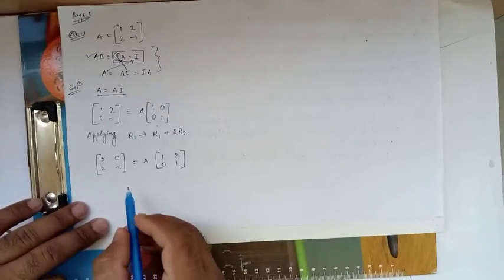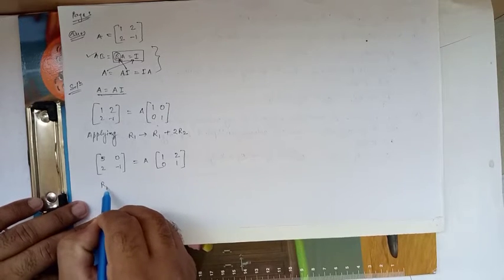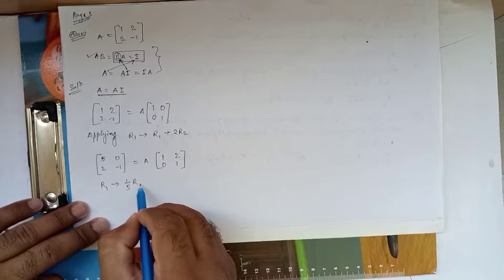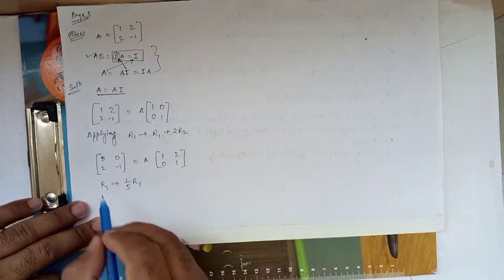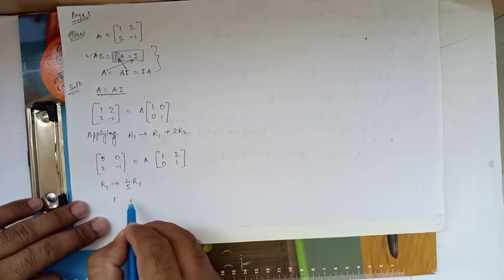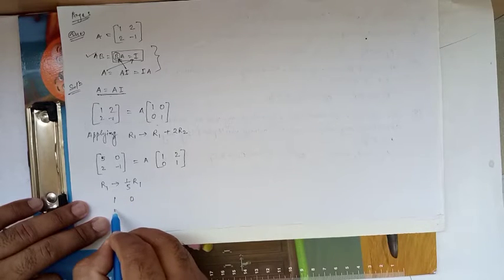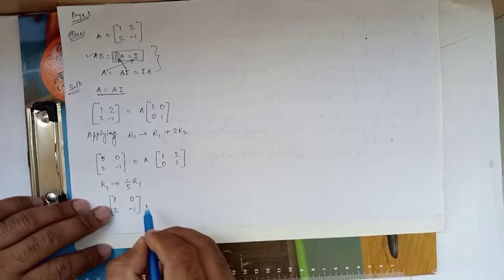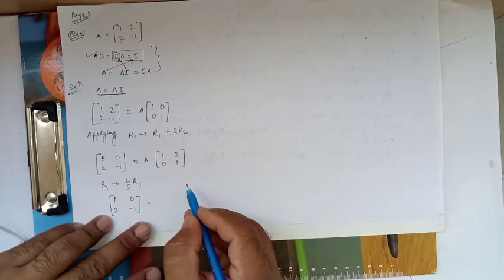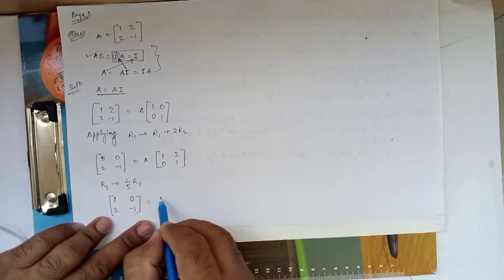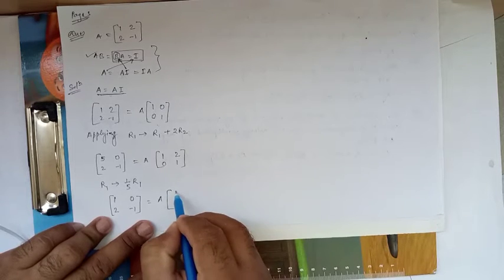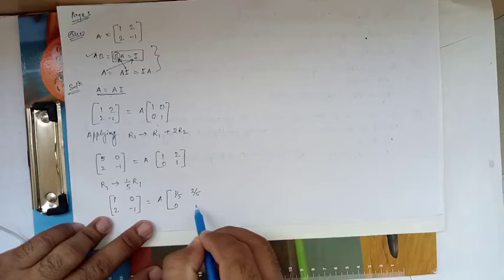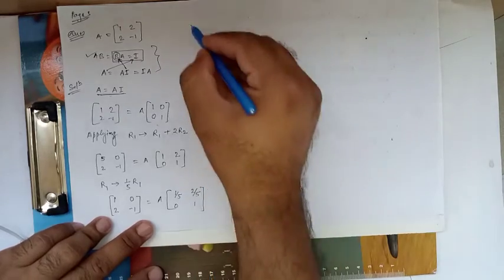So what we are doing is R1 goes to 1 by 5 R1. So it will become 1, this will become 0, this is 2, this is minus 1, and equal to what we will get here, A, this is 1 by 5, this is 2 by 5, this is 0, this is 1. We are getting this one.